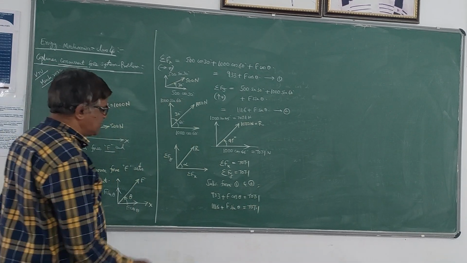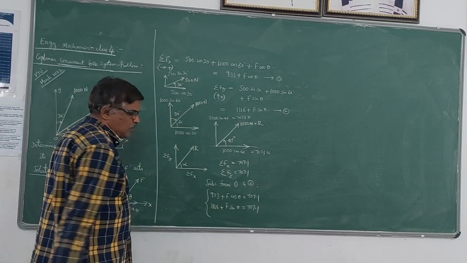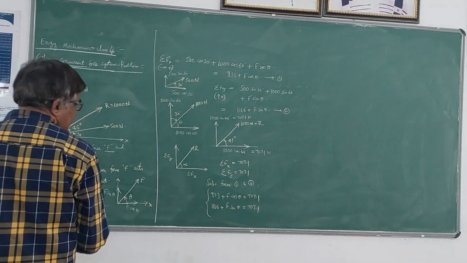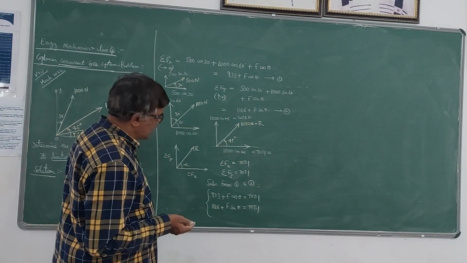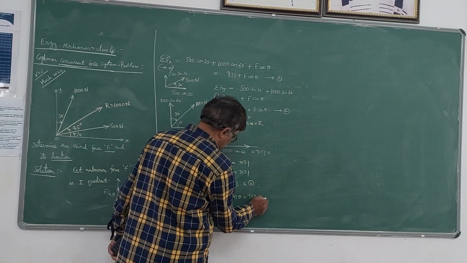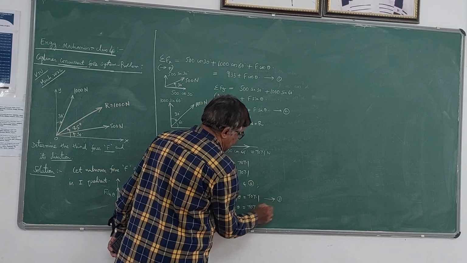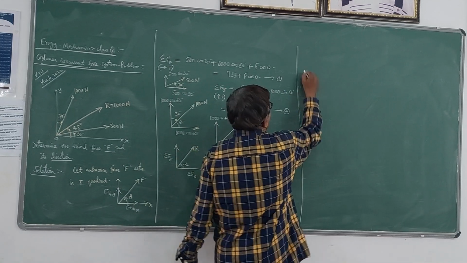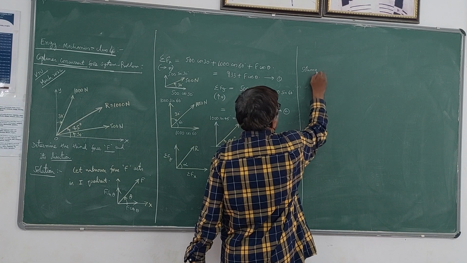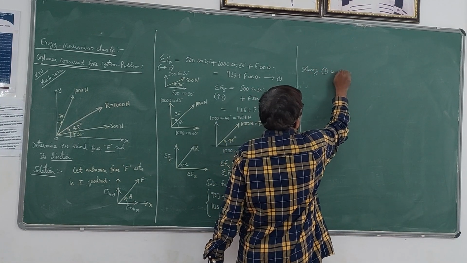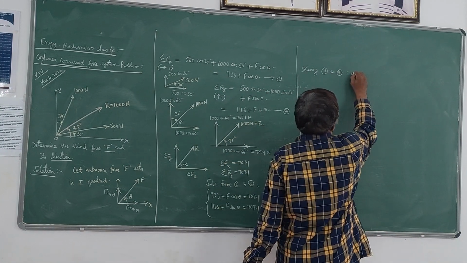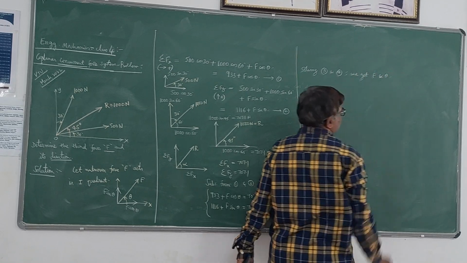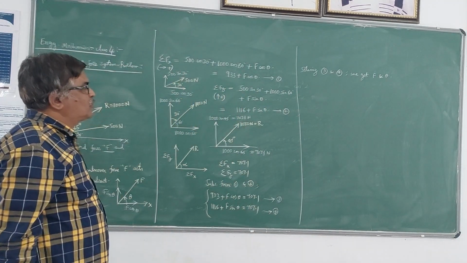Now what we have to do is solve these two equations to get the unknowns F and theta. Theta is the angle made by F, and F is the magnitude. Suppose I take these as equation 3 and equation 4. From solving 3 and 4 you will get F and theta. So now the question is how to solve. Solving 3 and 4 we get F and theta. F is the magnitude of the unknown force, and theta is the direction of the unknown force.